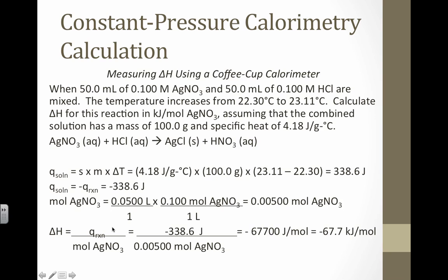So if we divide our answer from the first part by the moles of AgNO3, we get negative 67,700 joules per mole. We divide by 1,000, that becomes negative 67.7 kilojoules per mole. I know it seems kind of confusing, but it's drawing in a lot of different things from previous chapters that we're combining here. So these are things that we'll work on in class, and hopefully it will make a little bit more sense, because we'll work on these together to make sure you understand what's going on.